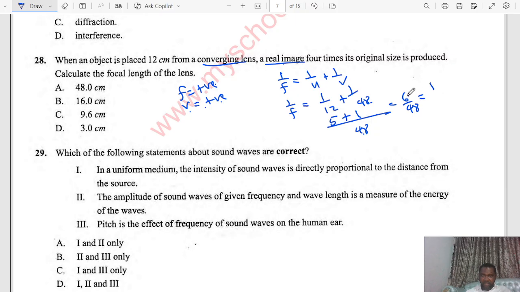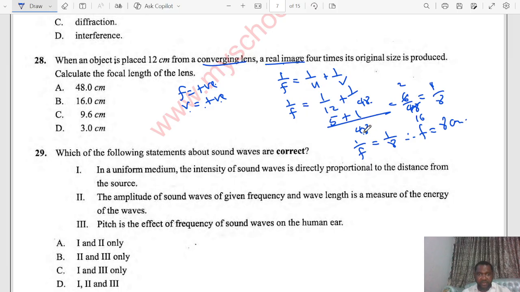How long? 3 here, 2, 3 here, 16, 2 here, 1, 2 here, 8. So this is 1 over 8. So 1 over f is equal to 1 over 8. That means the focal length is going to be equal to 8 centimeters. And now I wonder why we don't have an 8 centimeter here. Yeah, we did not make any mistake here.